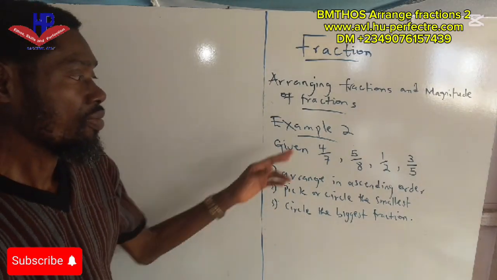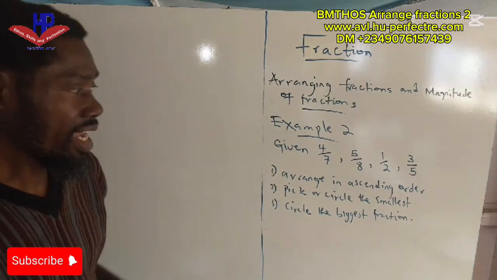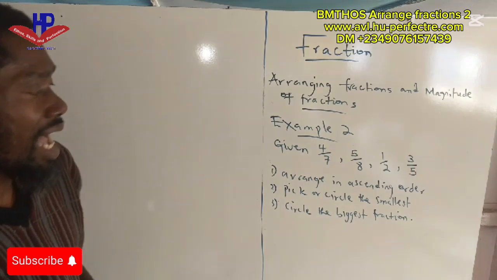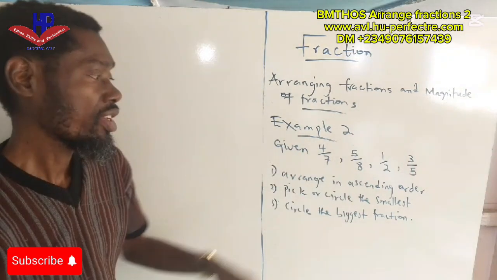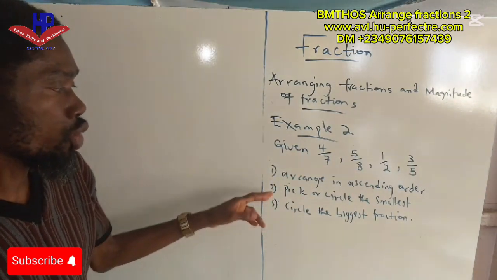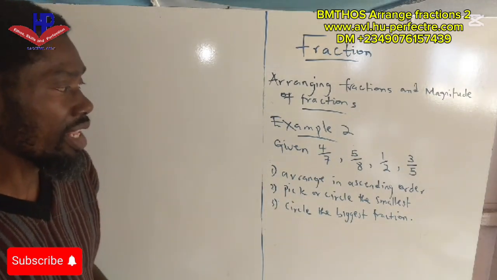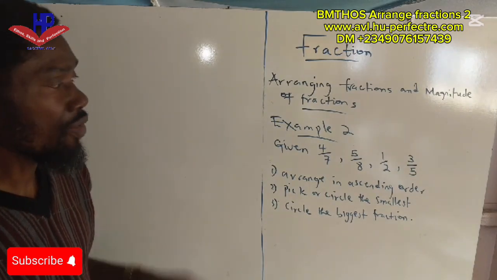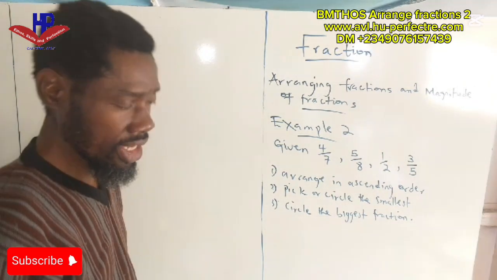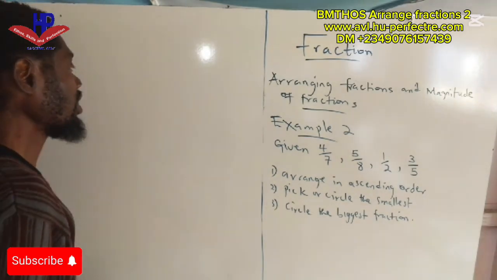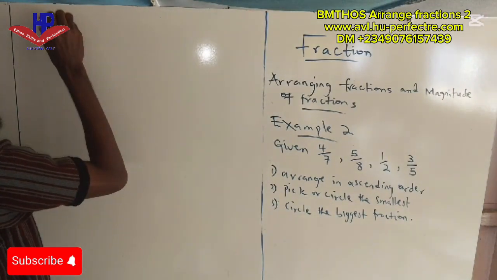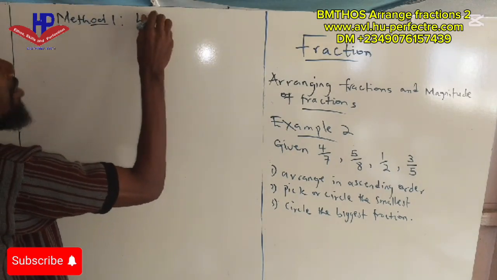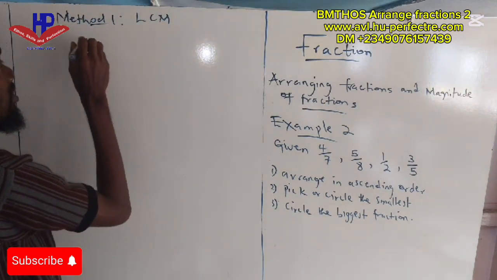So we've been given 4/7, 5/8, 1/2, and 3/5. And we've been asked to, number 1, arrange the fractions in ascending order. Number 2, circle or pick the smallest. Number 3, circle the biggest fraction. So we'll carefully deal with that. We're going to use the LCM method first. Let's start with method 1, which is the LCM method.